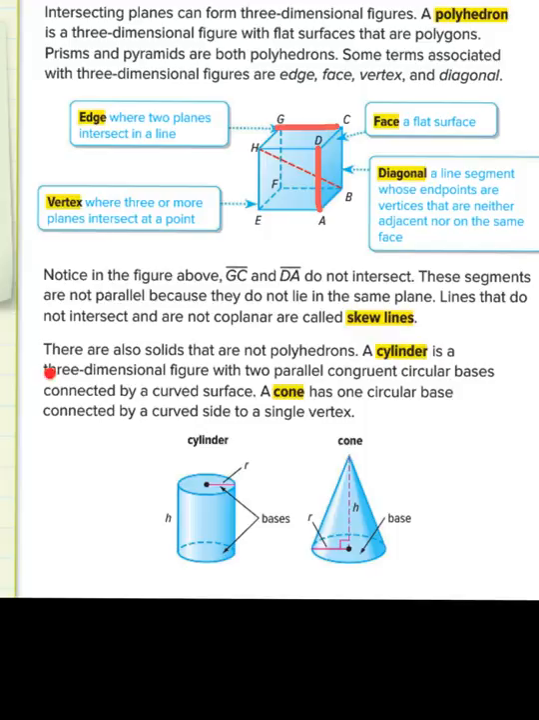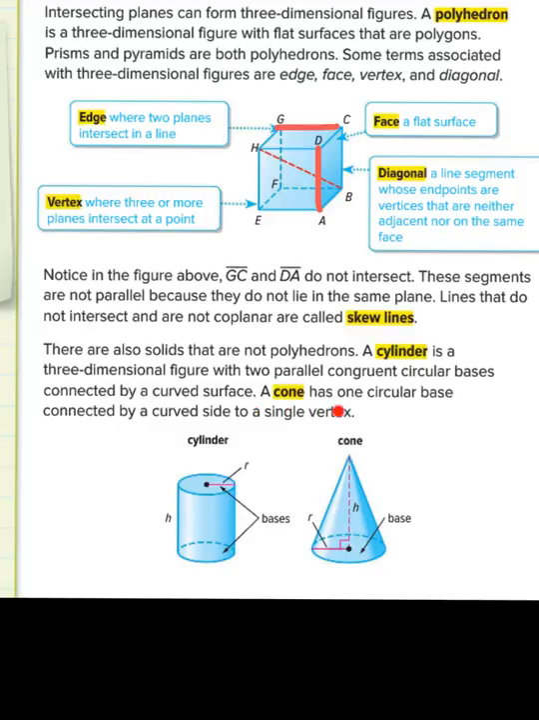And finally, there are also solids that are not polyhedrons. A cylinder, as you see right here, like a tube or a pipe or even a bucket. A cylinder is a three-dimensional figure with two parallel congruent circular bases connected by a curved surface. So this circle here and this circle here are congruent parallel circular bases. Okay? And they are connected by a curved surface, connected by this pipe.